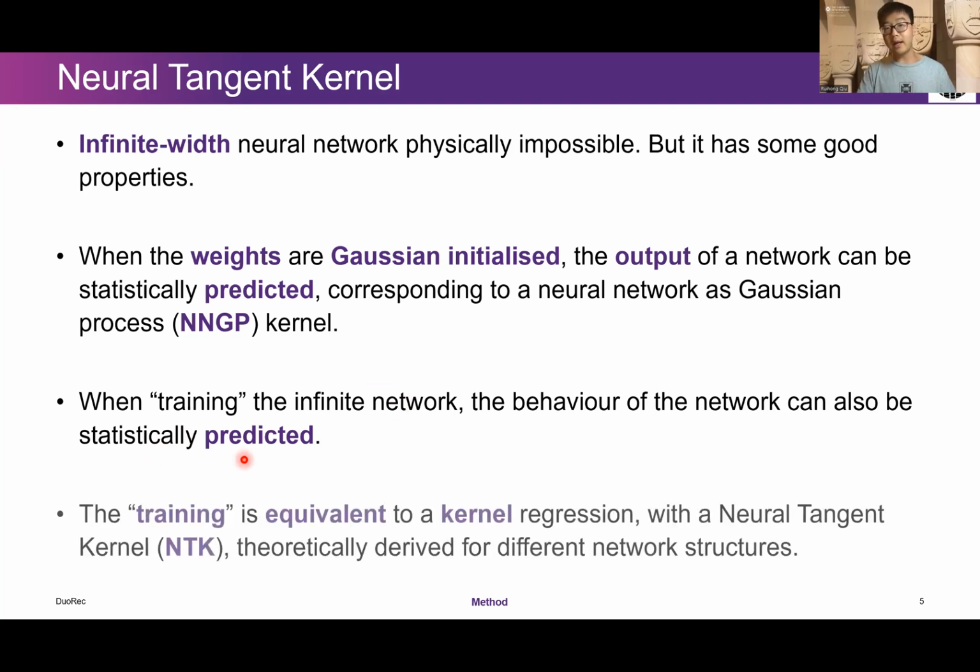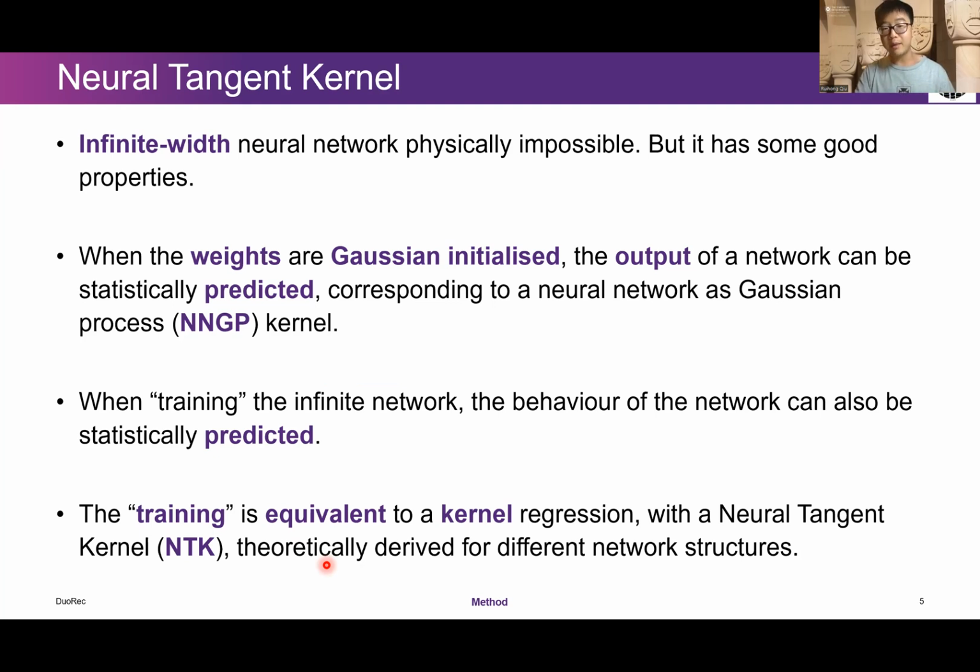So how is it predicted? People do a derivation of this infinite width neural network. They know that the training of such an infinite width neural network is equivalent to a kernel regression. And this kernel is called a neural tangent kernel. It can be theoretically derived for many different types of neural networks: MLP, CNN, or even RNN here.